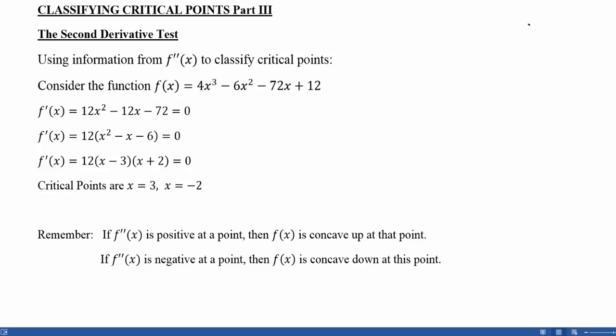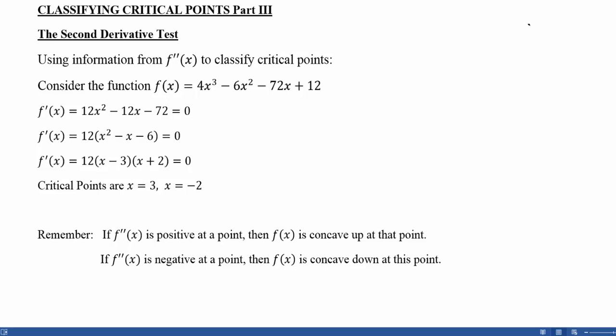So consider the function f of x equals 4x cubed minus 6x squared minus 72x plus 12. Now, we know from earlier that the first derivative is 12x squared minus 12x minus 72, and if we factor that down, we get critical points at x equals 3 and x equals negative 2. But how can we use the second derivative to determine if these critical points are local maximums or local minimums?